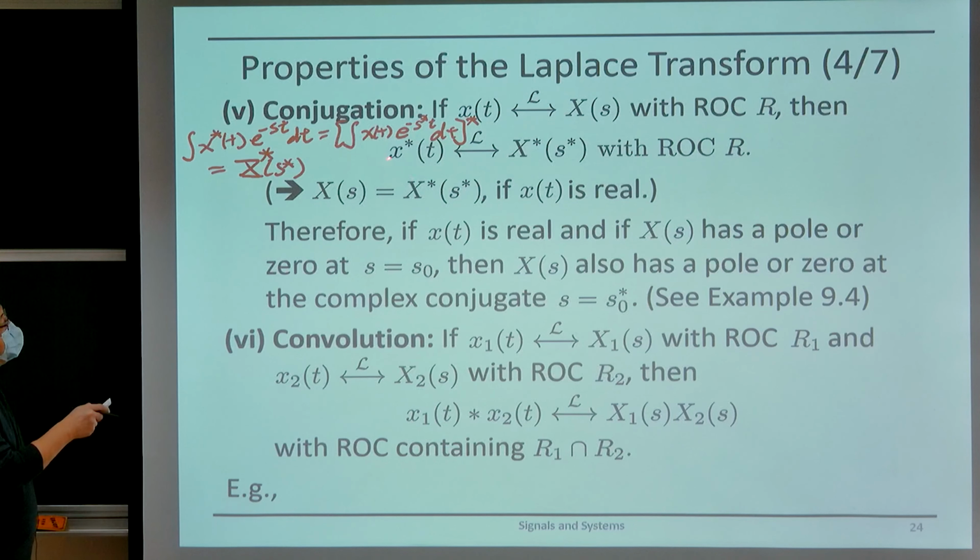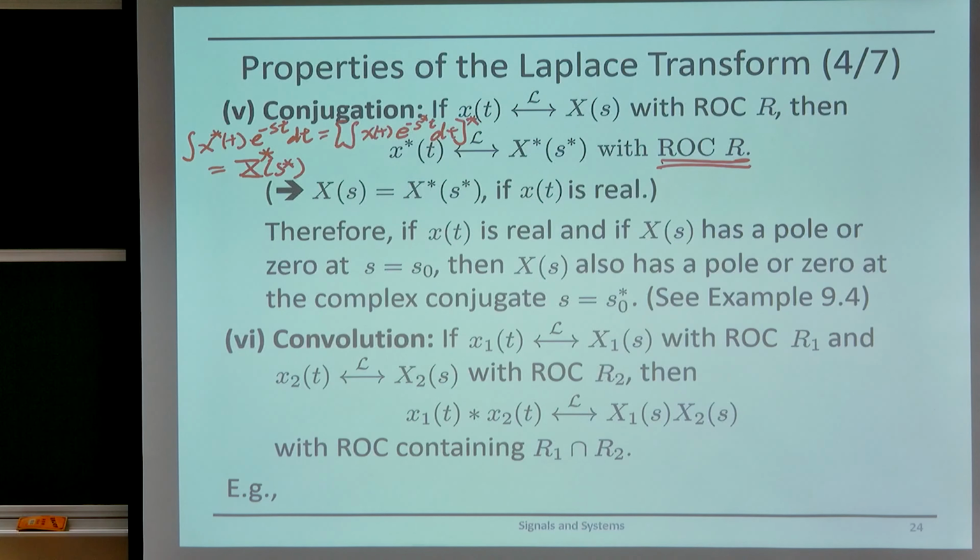For this to hold, you simply need this s star to fall within the region of convergence of x. But the region of convergence does not depend on the imaginary part. So if s star falls within the region of convergence, s must also fall in the region of convergence. So the region of convergence does not change in this case. It still remains the same.